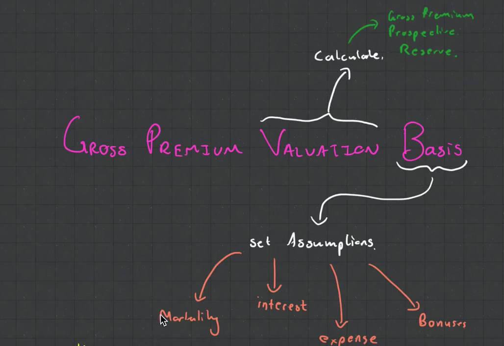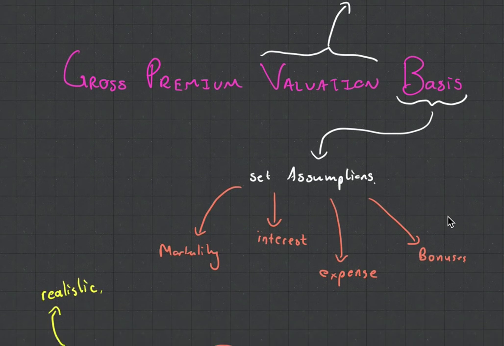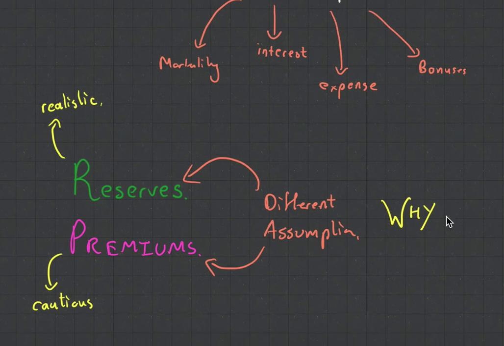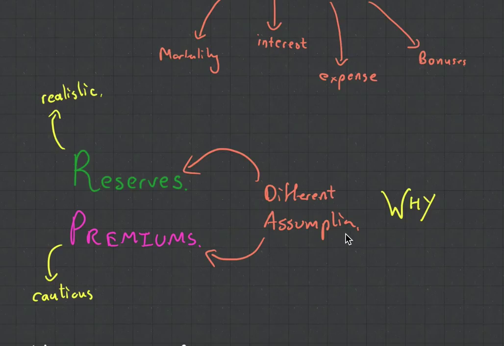Well, there's mortality, when are people going to die? Interest, what is the time value of money? Expenses, what are the external charges to the company? And bonuses, what are the additional amounts we're going to be giving to our policyholders? Now, we use different assumptions when we calculate our reserves to when we calculate our premiums.